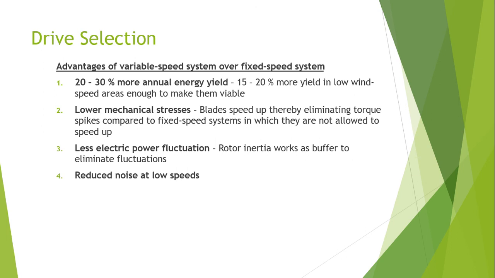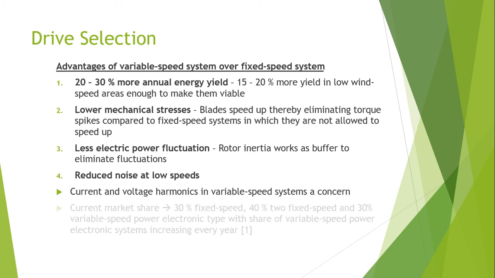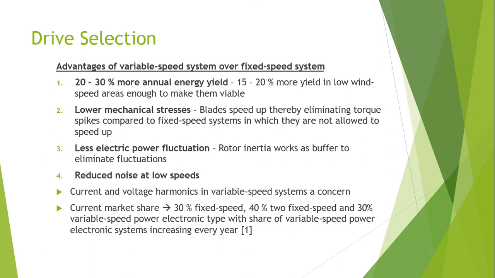And the third is less electric power fluctuation. The rotor and inertia work as a buffer to eliminate the fluctuation, and there is reduced noise at lower speed. The current and voltage harmonics in variable speed systems is a basic concern that we must take into account using the drive selection. The current market share is 30% associated with the fixed speed, whereas 40% is associated with the fixed speeds, and 30% is associated with a variable speed power electronic type, with the share of variable speed power electronic systems increasing every year.